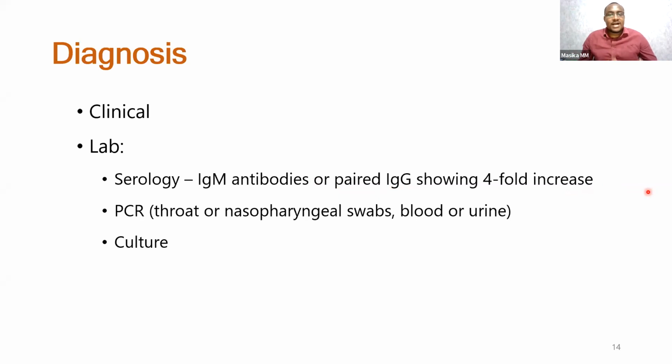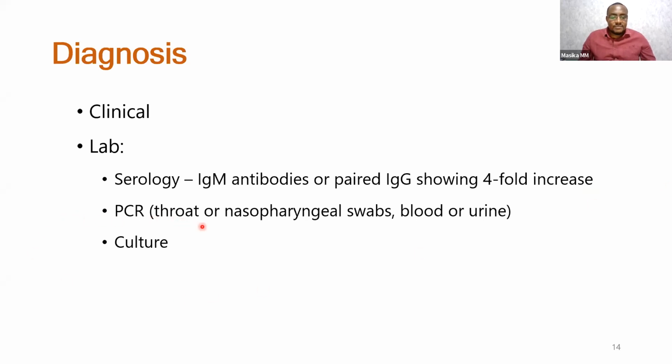IgG is just a marker of previous exposure, and the exposure could be infection or vaccine. So for you to show infection, you need a paired IgG measurement. You take an IgG measurement today and maybe a week later, which shows a fourfold increase. But if there's no increase, that IgG does not mean infection. It just means protection, because if you have IgG against measles, you are protected.